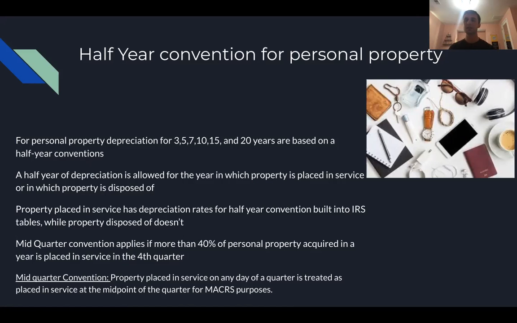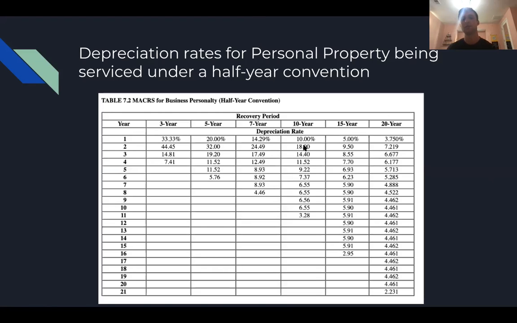If it's placed in service, then the IRS has tables that provide the depreciation rates, but if it's disposed of, it won't. A mid-quarter convention would apply if more than 40% of personal property acquired in a year is placed in service in the fourth quarter. Under the mid-quarter convention, property placed in service on any day of a quarter is treated as placed in service at the midpoint of the quarter for depreciation MACRS purposes. These are just the depreciation rates if it's being placed in service under a half-year convention for personal property.